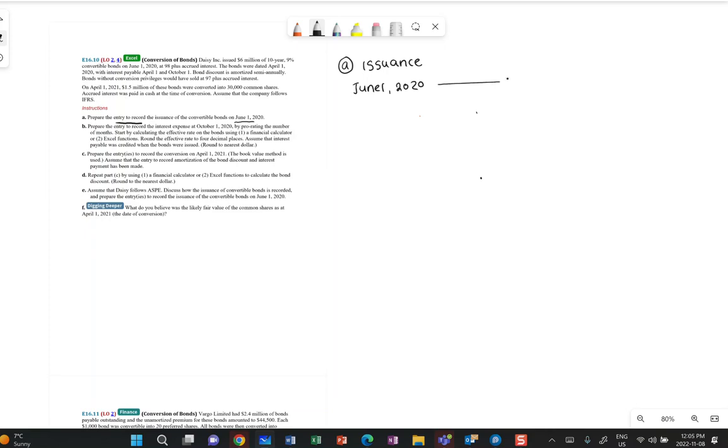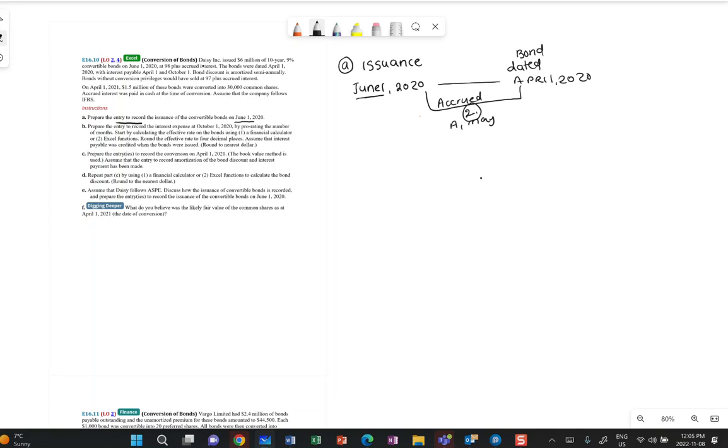The bond is dated April 1st, 2020, but we didn't get the bond until June 1st. So what happened is we have something called accrued interest. How much accrued interest is there for the 2 months? How did I calculate 2 months? The month of April and the month of May. There are 2 months of accrued interest.